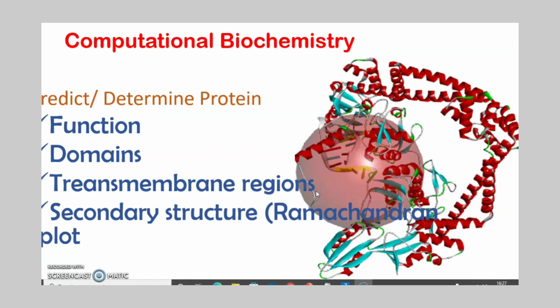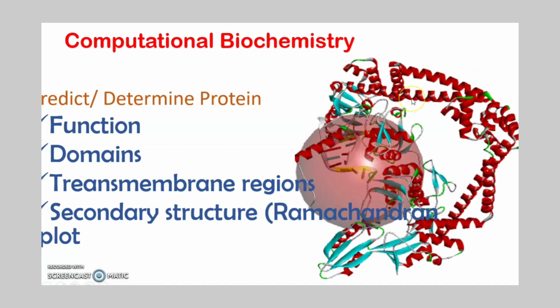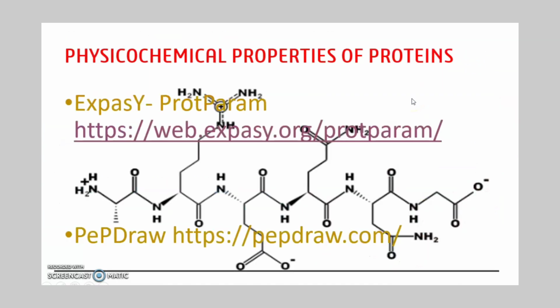So we'll look at the function. There are software tools which you can use to determine the function of the protein. So we have the ProtParam. ProtParam is a web-based tool that we can use to determine the physical-chemical properties of the protein.